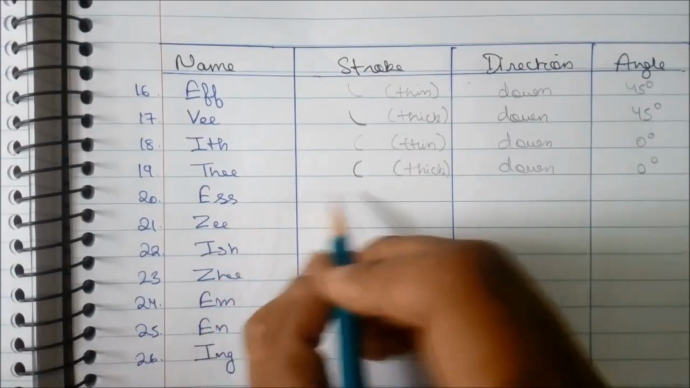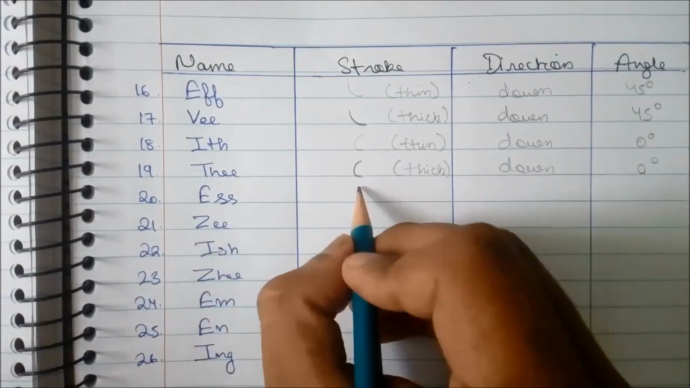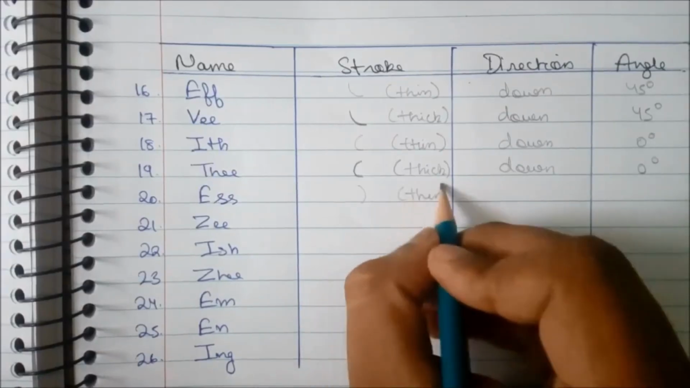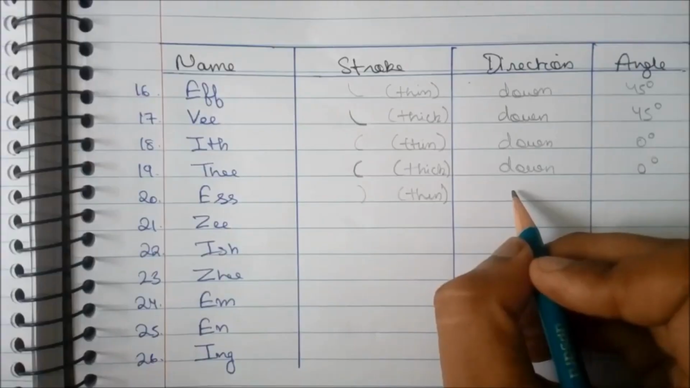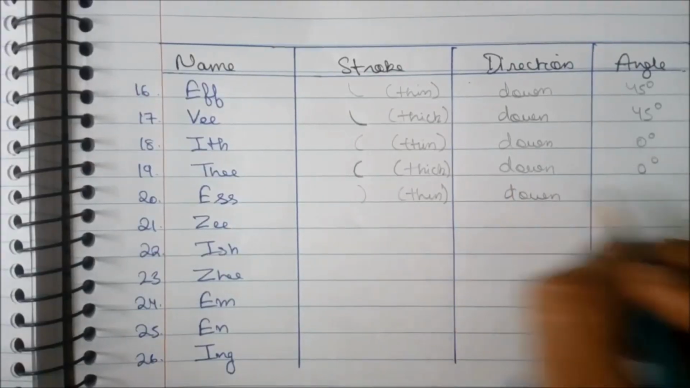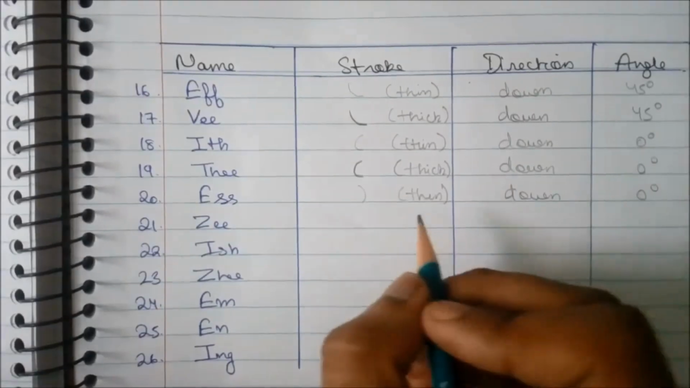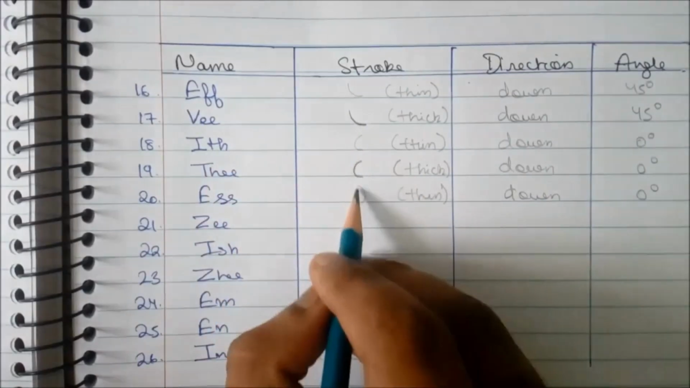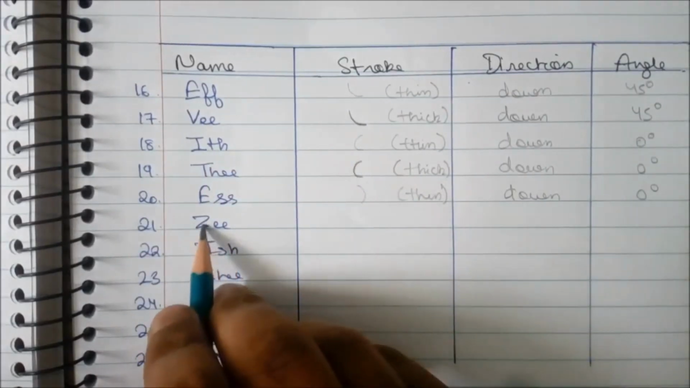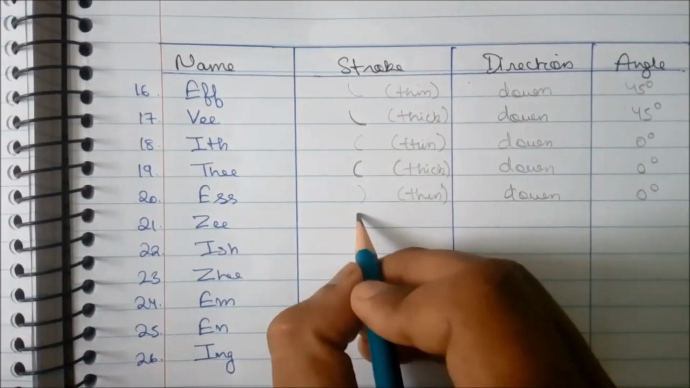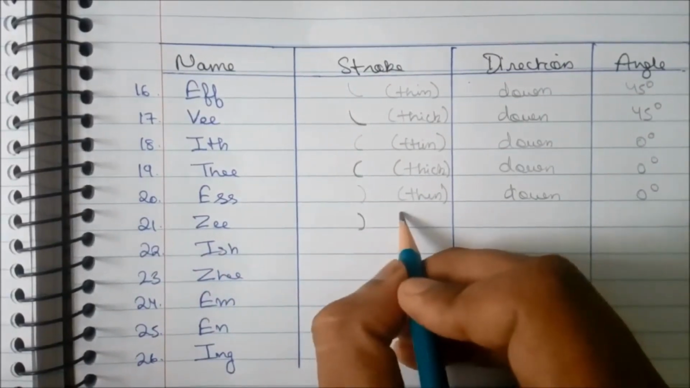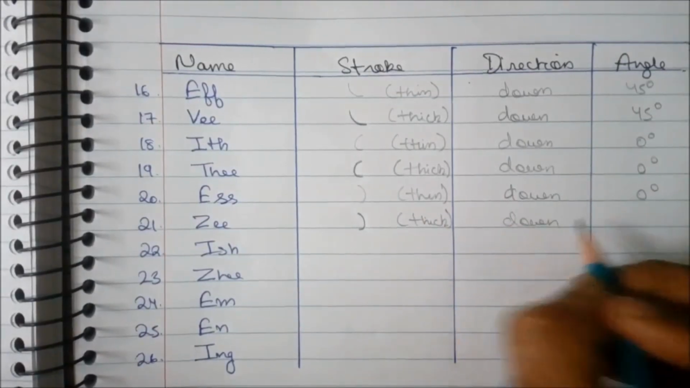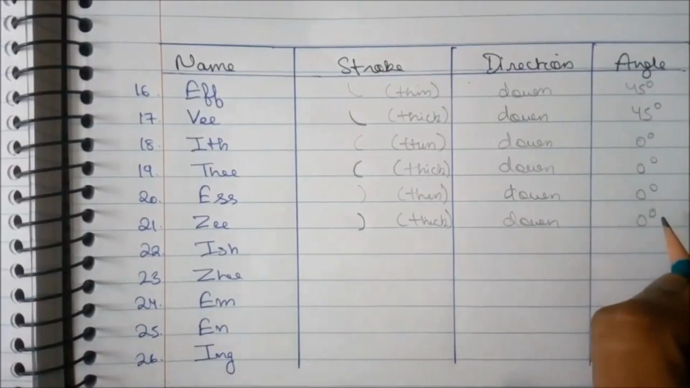20th stroke is S. It is pronounced as S. It is a light stroke. It is also drawn downward, makes an angle of 0 degree. It is opposite of Ith stroke. So the next stroke is Z. It is a thick stroke. Its direction is also downwards and angle is 0 degree.